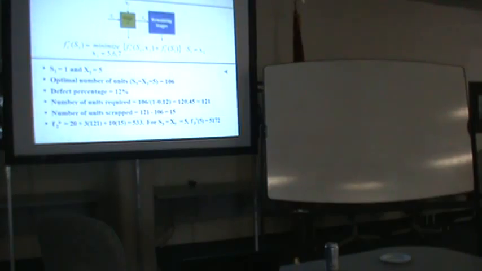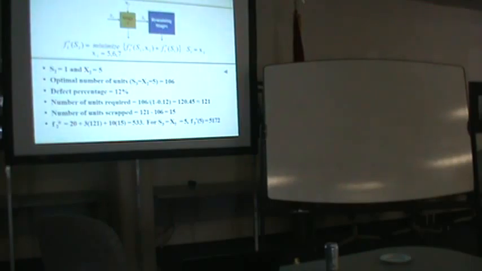And here was the calculation. The fixed cost is 20. The variable cost is 3. The scrapping cost is 10. Therefore, it is 20 plus 3 times 121, plus 10 times 15, this is the 15 over here. And that will give you 533.